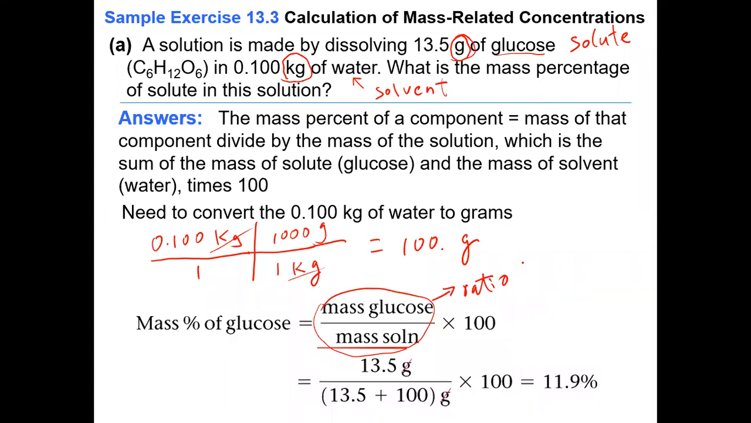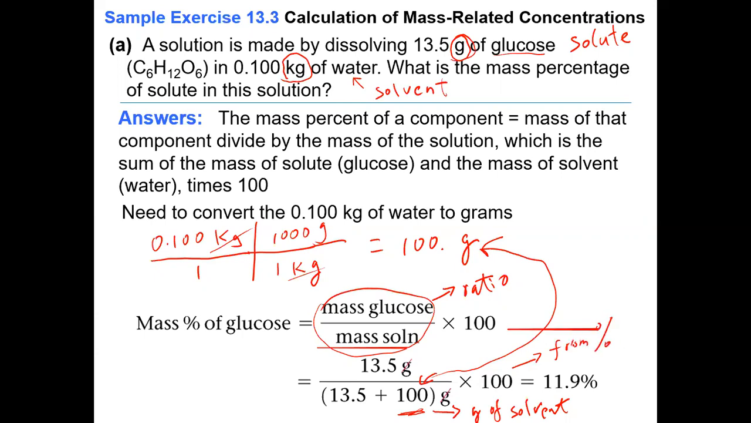Okay, so for this ratio, which means mass of the glucose, 13.5, then divided by 13.5 plus 100. Where does this 100 come from? This 100 comes from the percent conversion here. This 100 is grams of the solvent. Our percent: if you want to calculate the percent, you multiply your ratio by 100. If you want to calculate the ppm, you multiply this ratio by a million.